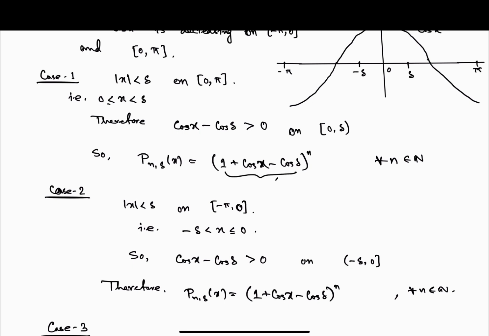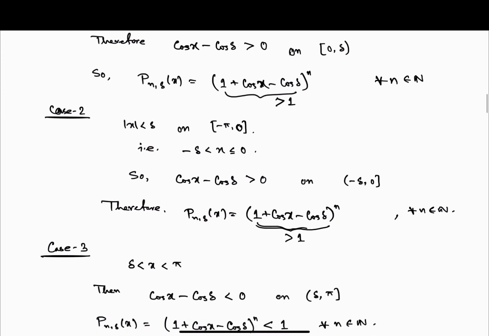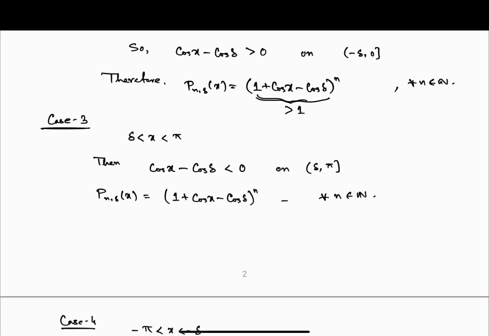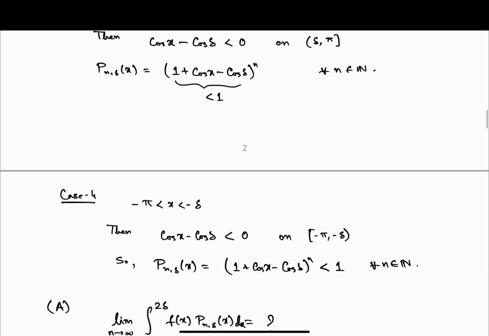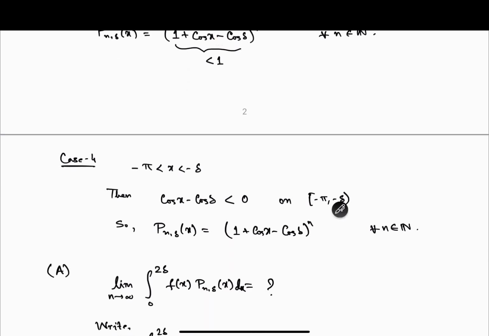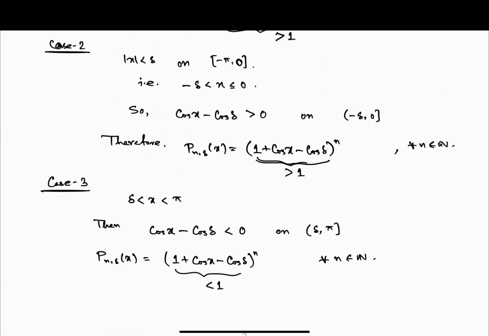This is bigger than 1 and this is bigger than 1. Oh, sorry, this is less than 1, and also this is less than 1, because the inner quantity needs to be less than 1 so that it goes to 0. So for minus delta to 0, because this is bigger than 1 inside, as limit n tends to infinity, again this will go to infinity.